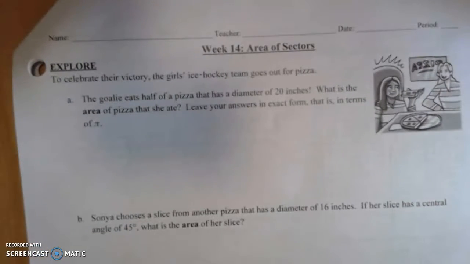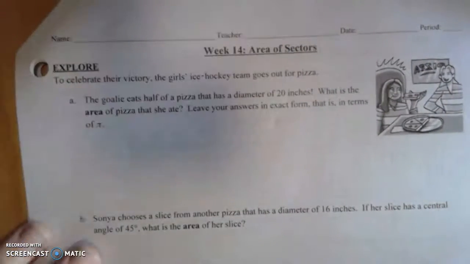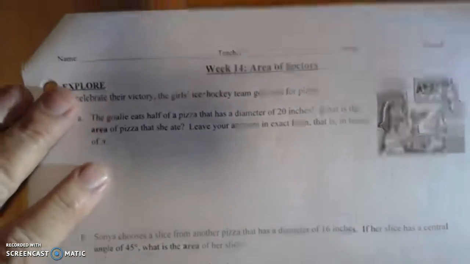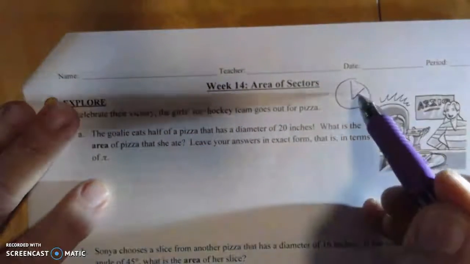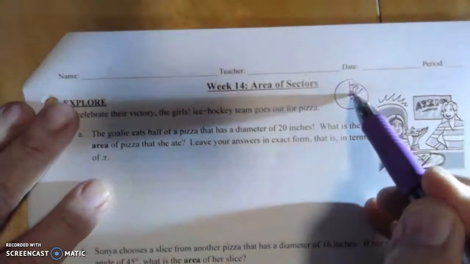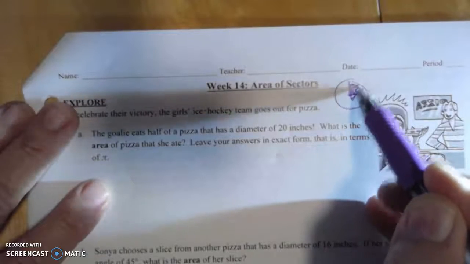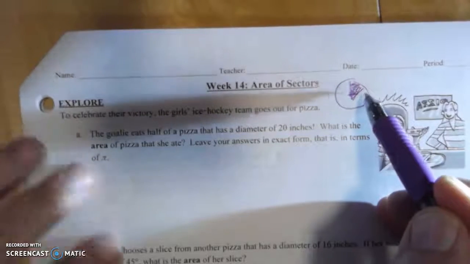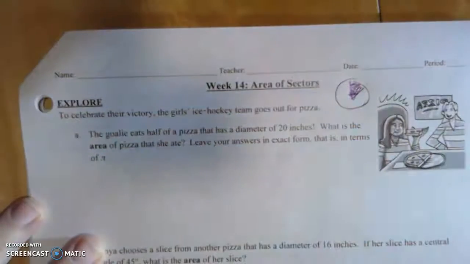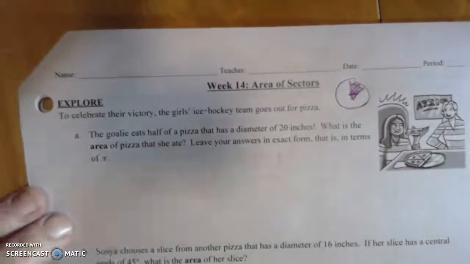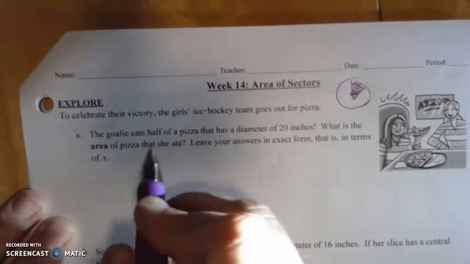The last section in week 14 is now we're talking about areas of sectors. So remember, a sector is like that piece of pizza. And so we want to know, what is this area that I shaded in? Well, this area is a portion of the area of the whole circle. So we're going to basically do the same thing.